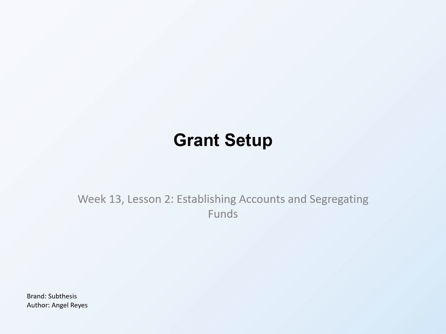Before you spend a single dollar of grant funds, you must establish appropriate financial infrastructure. This infrastructure ensures that grant funds are tracked separately, spent only on authorized purposes, and accounted for accurately. Poor setup leads to co-mingling of funds, difficulty demonstrating compliance, and potential audit findings.